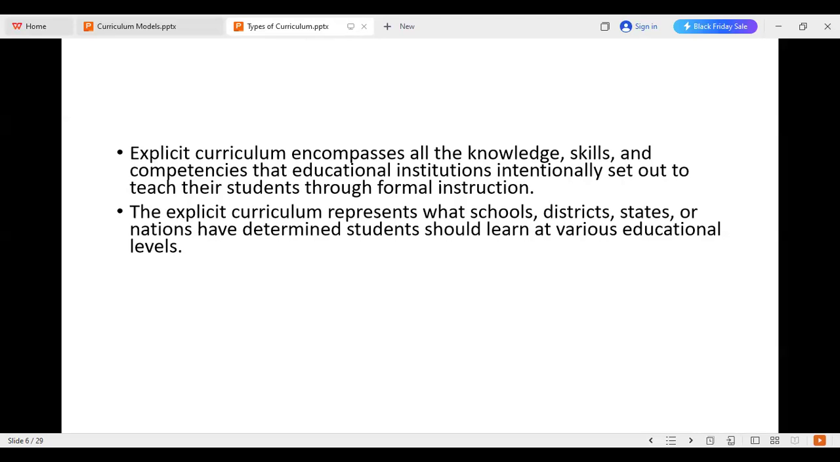And competencies, another name, a mixture of knowledge, skills, attitude and practical ability, competencies that educational institutions intentionally set out to teach their students through formal instruction.